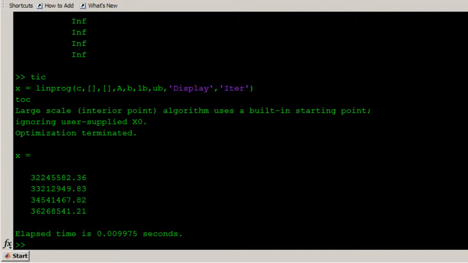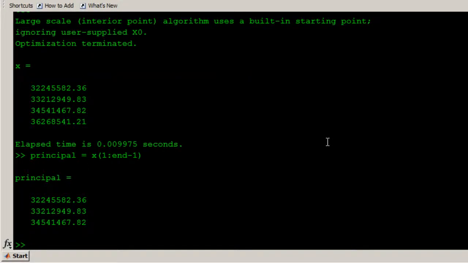It's a small linear program, it's not unexpected, but even larger linear programs aren't necessarily going to take a long time. Right, so our x returned 4 values. The first 3 of those values, are those the principal amounts? That's right. So let's write that down, in fact, Peter. We'll say that the principal is the first x through the second to last. So there's our principal amounts. And the level, therefore, is the last element of that vector x.